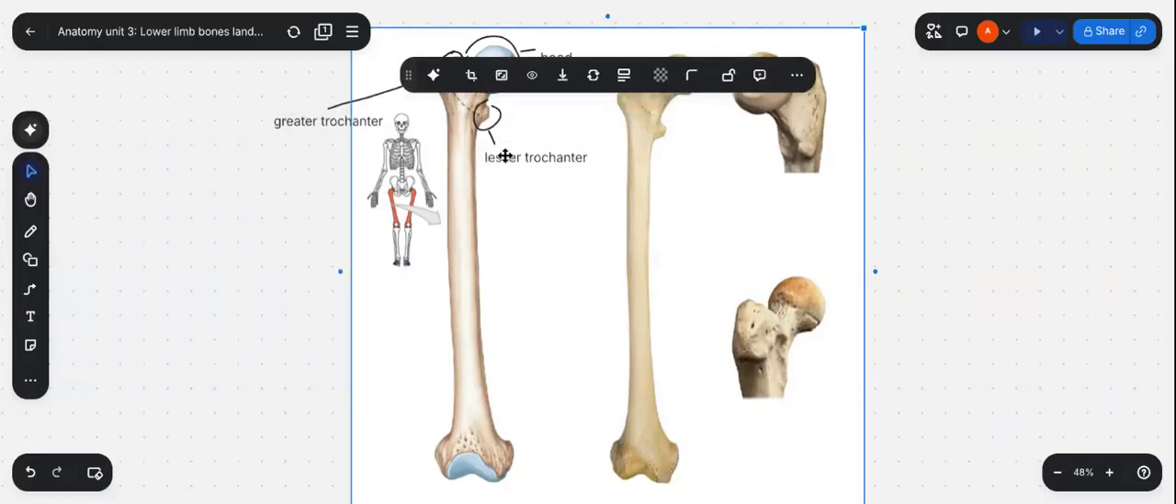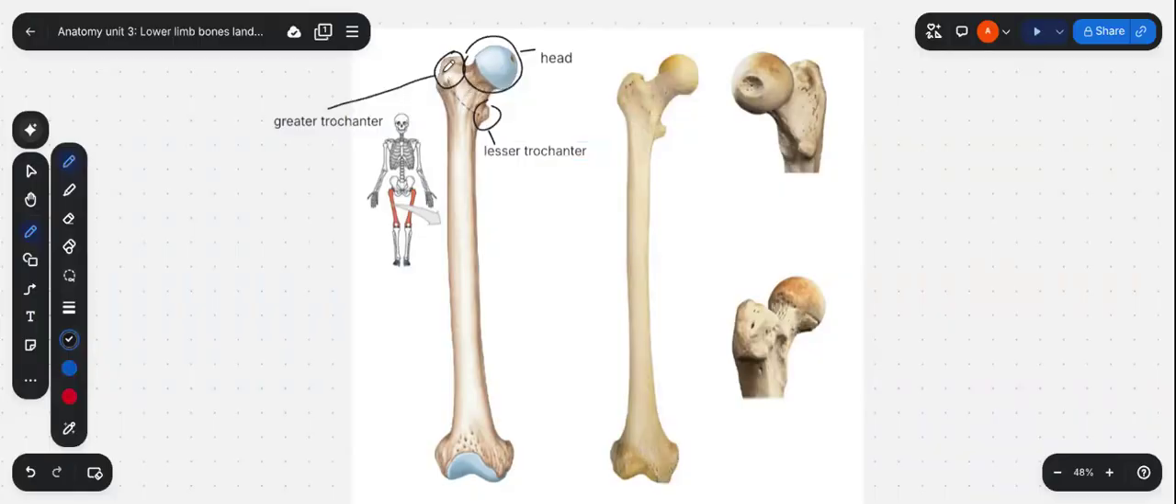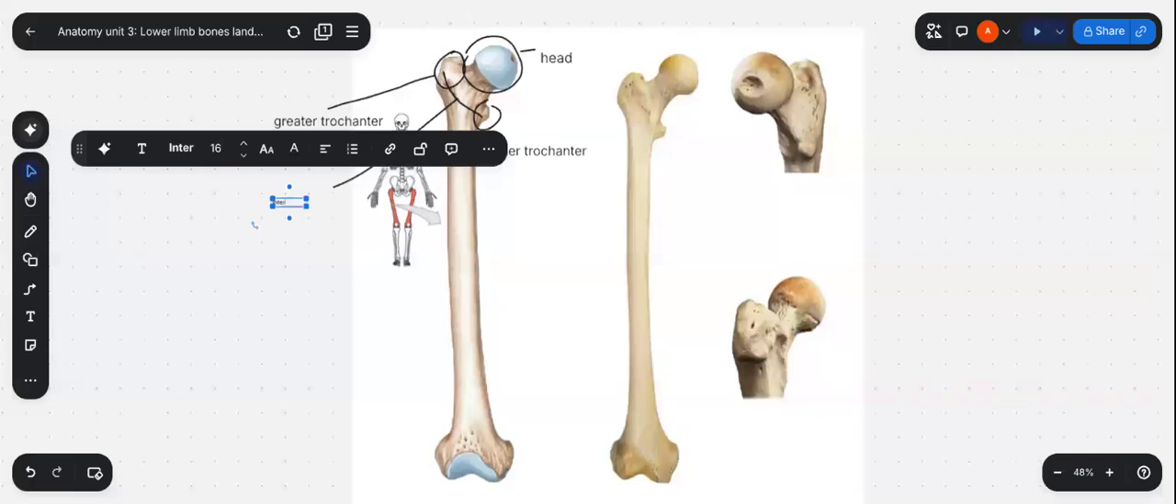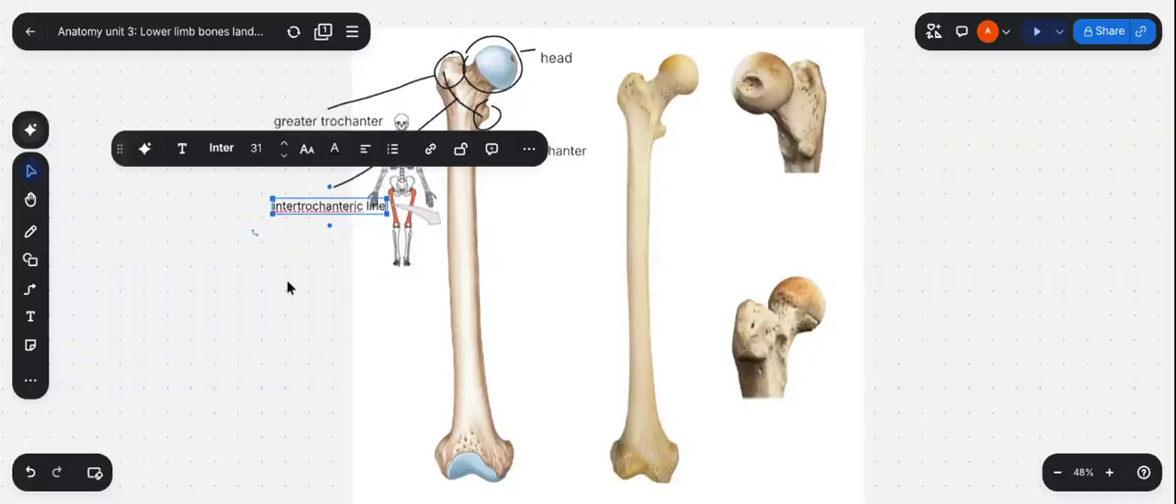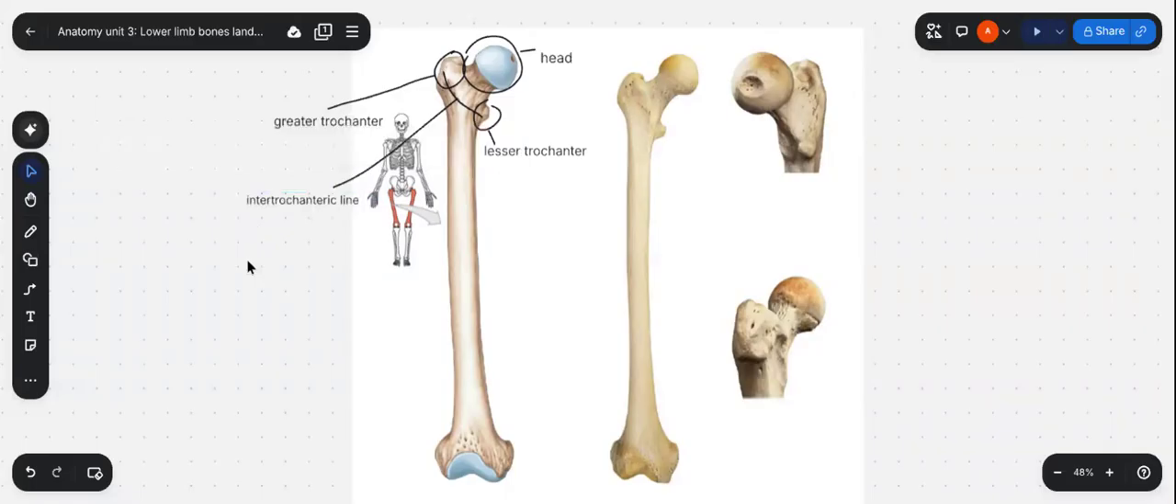Then in between the two of them on this image, you can kind of see this dotted line area over here. So this dotted line that is over there, that is going to be your intertrochanteric line. Right over there. And it basically is just separating the two of them.